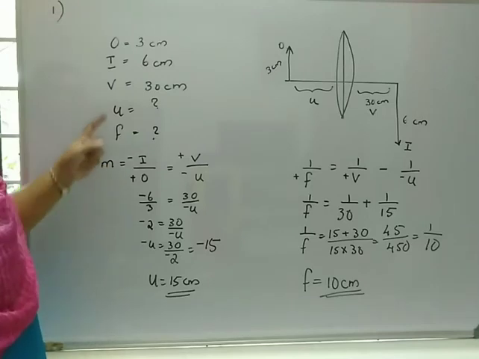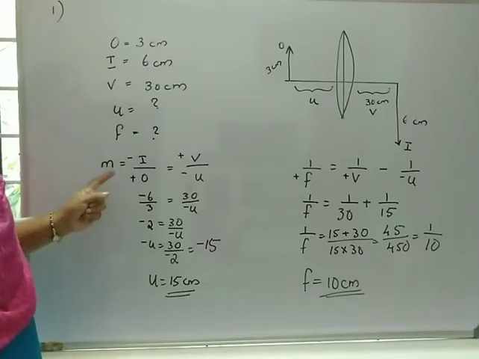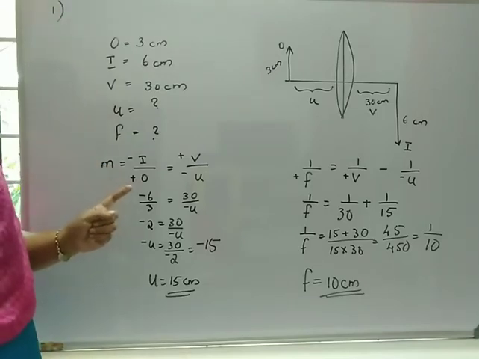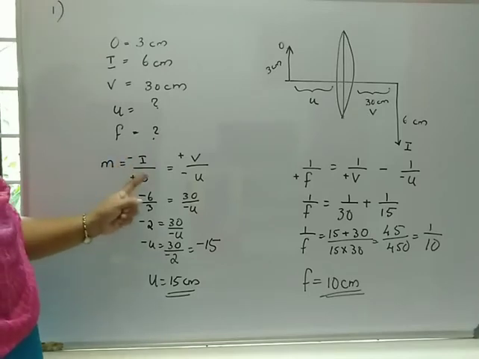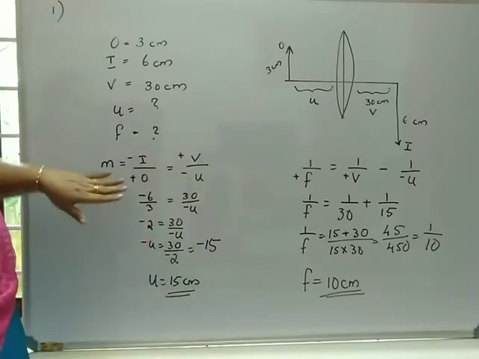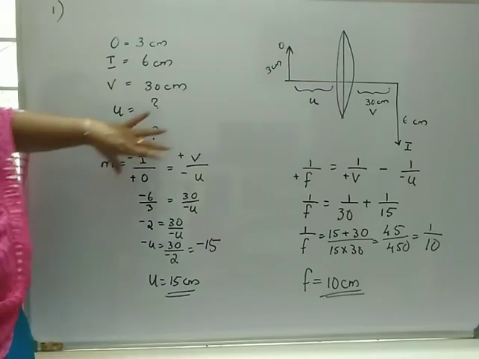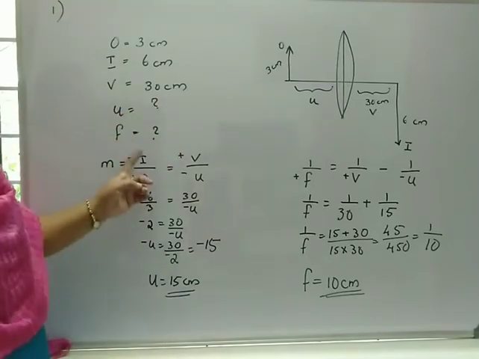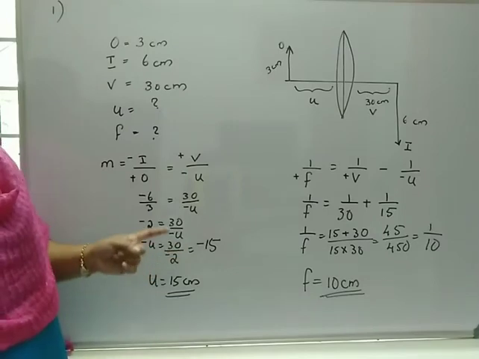So first we can find u. For that we have the magnification formula: m is equal to I by O equals v by u. So we don't want this magnification; I am going to equate these two formulas. I by O is equal to v by u.